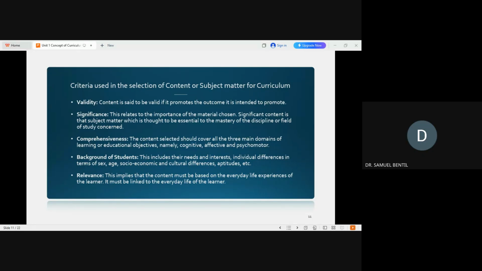Okay, so when you look at the background of the student, that's how I said this includes their needs and interests, individual differences in terms of their age, sex, economic, socioeconomic, and cultural differences. Aptitudes, abilities are very, very important.